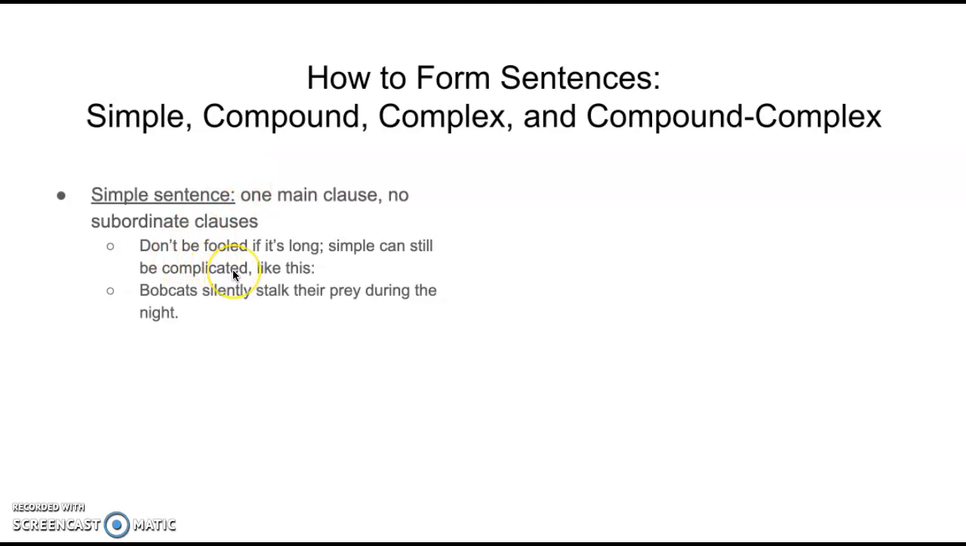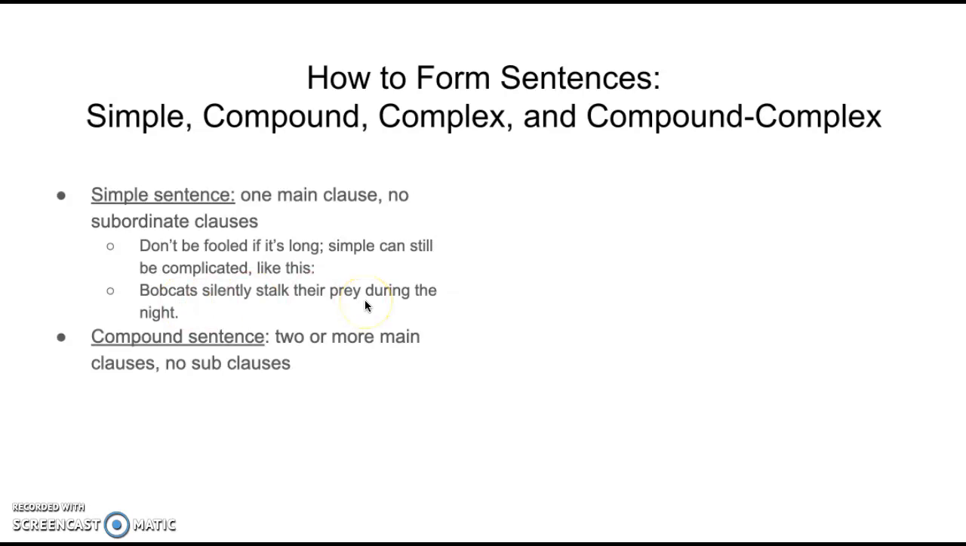Bobcats silently stalk their prey during the night. This just has a lot of modifiers and descriptors. The meat and potatoes, the simple subject, the simple predicate, is bobcats, simple subject, and stalk, simple predicate. There's only one. Okay? Compound sentences, that's when you have 2 or more main clauses, no subordinate clauses.